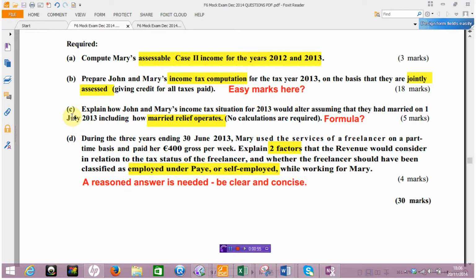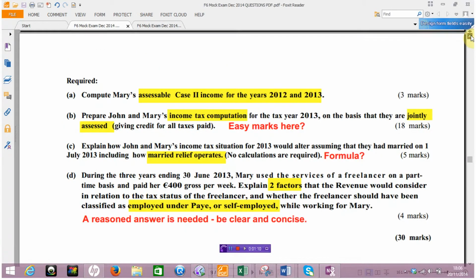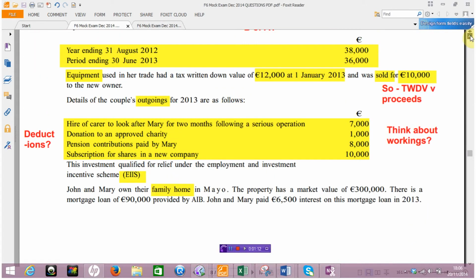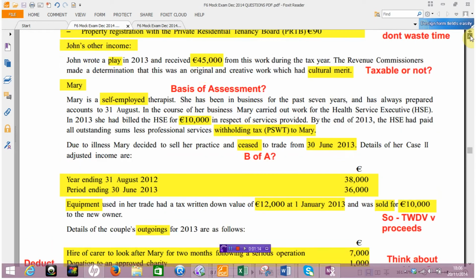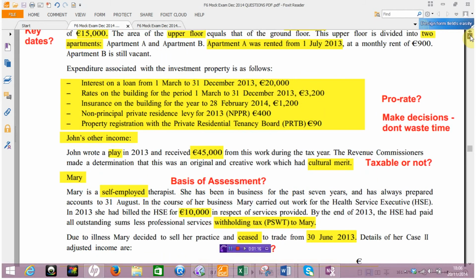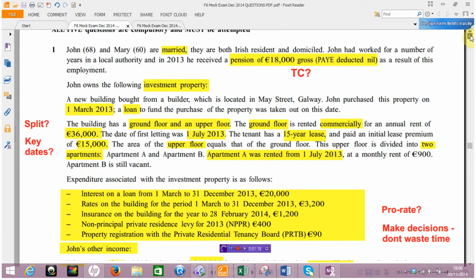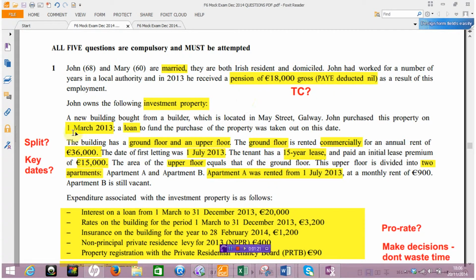The first one relates to marriage relief, and Part D relates to that area of contract of services versus contract for services, so quite a common tax exam area. Okay, so if we go to the body of the question first, and then I'll take you through the answer to this question 1. Really what we have is 2 individuals who are married.